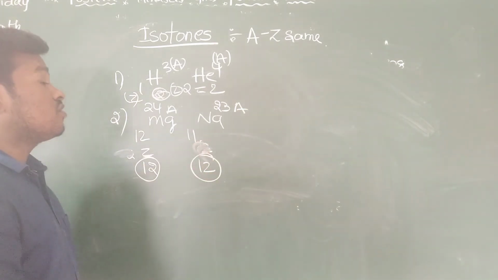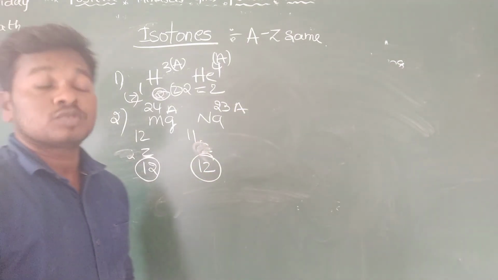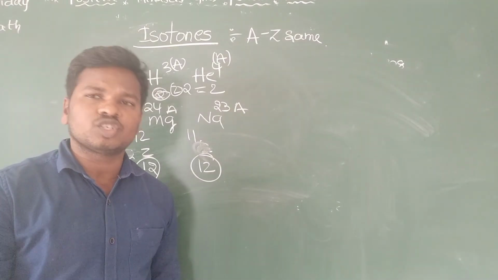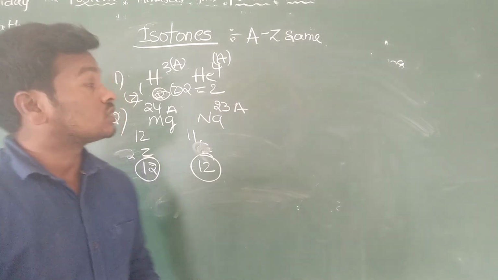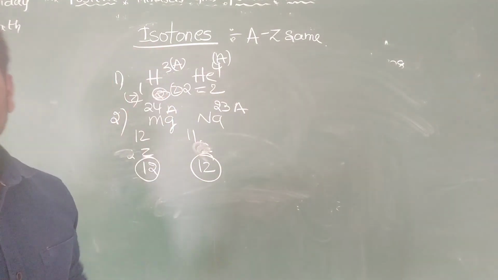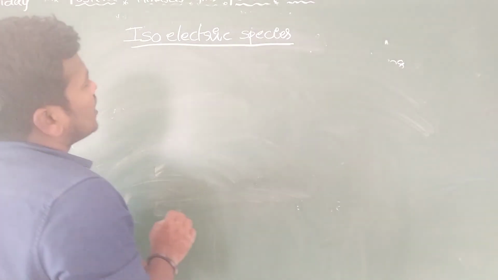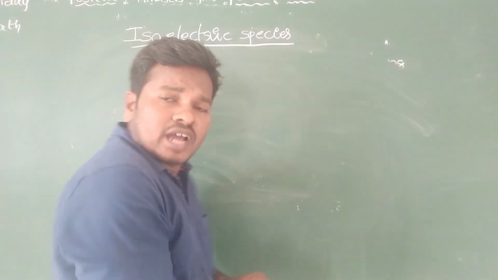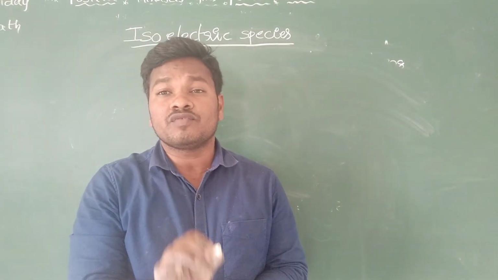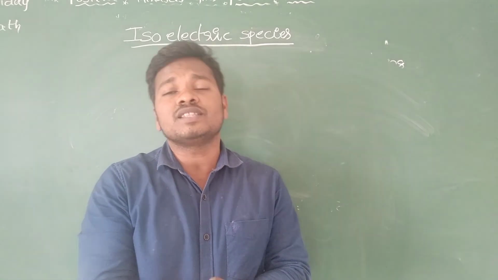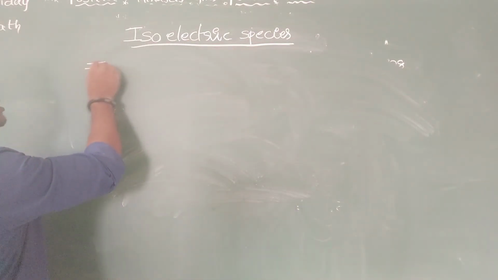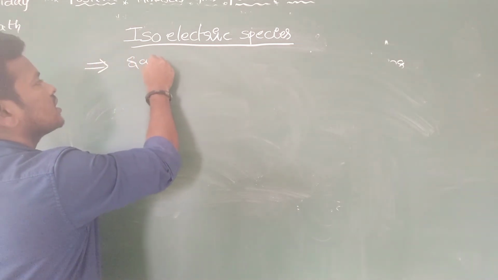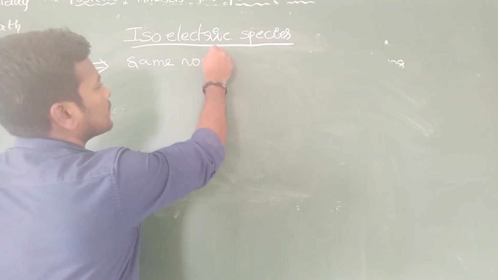So atoms of different elements showing one similar property, that is the A minus Z value being similar, meaning the number of neutrons is similar, we call isotones. Next, atoms, ions or molecules that show similarity in the number of electrons are called isoelectronic species, nothing but the same number of electrons.